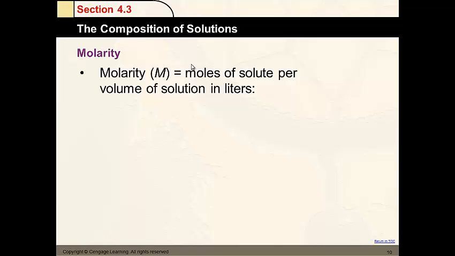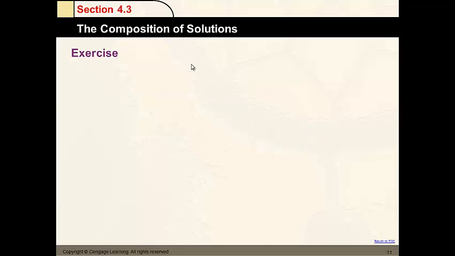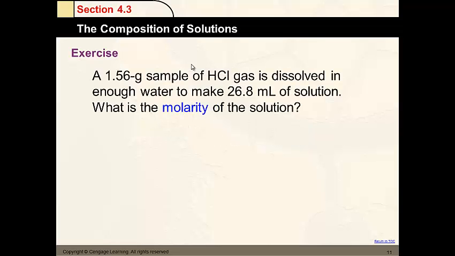Molarity is the number of moles of solute per liter of solution. We use capital M for molarity, and make sure that it's capitalized because the lowercase is something different. In an example problem, here we have 1.56 grams of a compound. What we want to do here is convert the grams into moles.